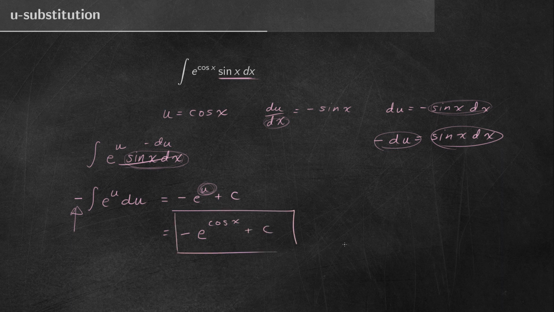And I didn't mention this earlier, but remember when you're integrating, you can always check your answer by taking the derivative of your answer. To take the derivative of negative e to the cosine x plus c, we would have to use chain rule. It's not that bad.